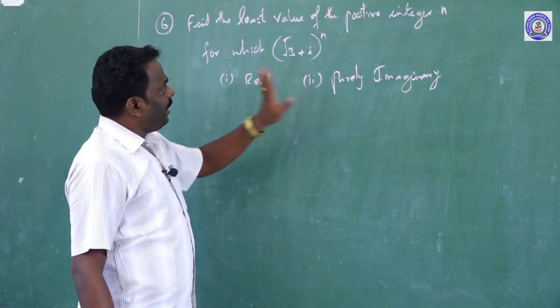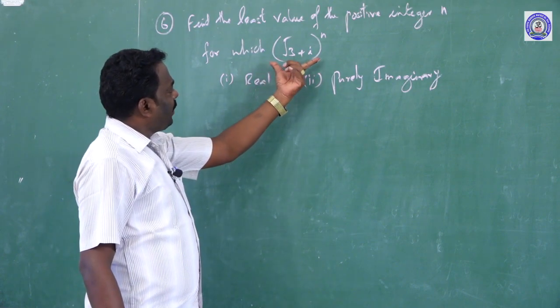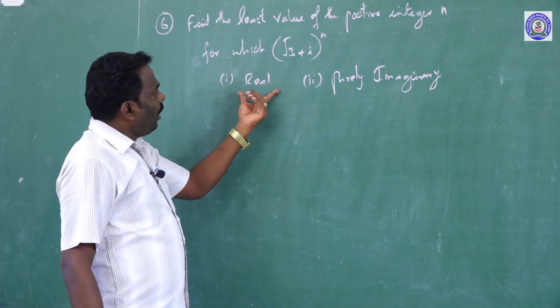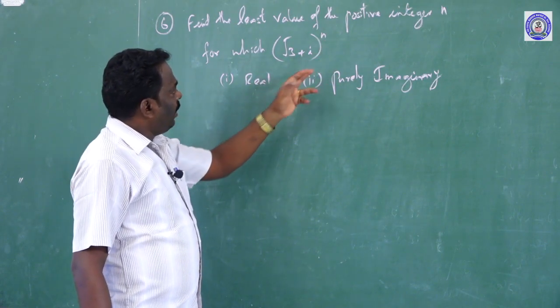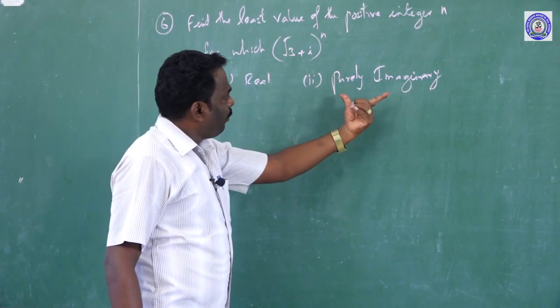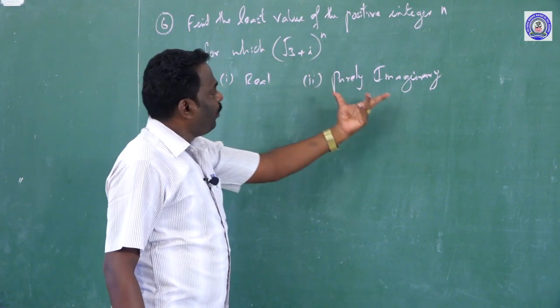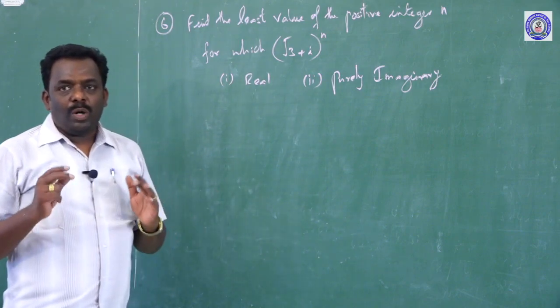It is real and imaginary. So for this expression, we want to find the value of n for which the expression is real. For this expression, what value of n makes it purely imaginary? These are the two values we want to find.